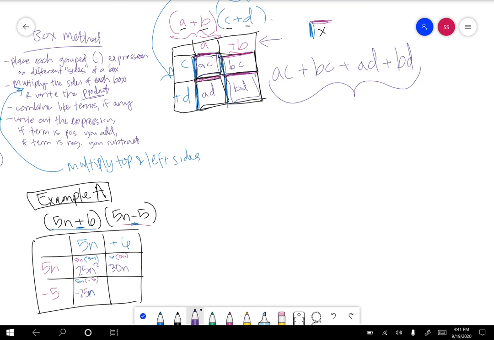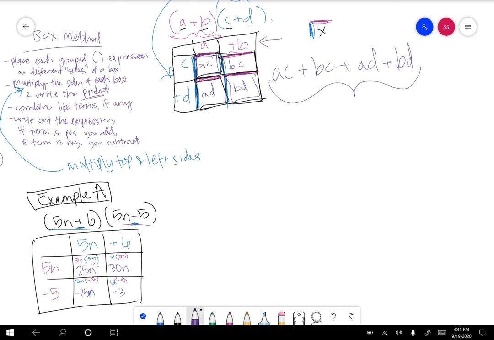No, I switched colors. Okay, and then the last one we have 6 times -5. So positive times a negative is a negative, so we'd have -30. Okay. Combining like terms.